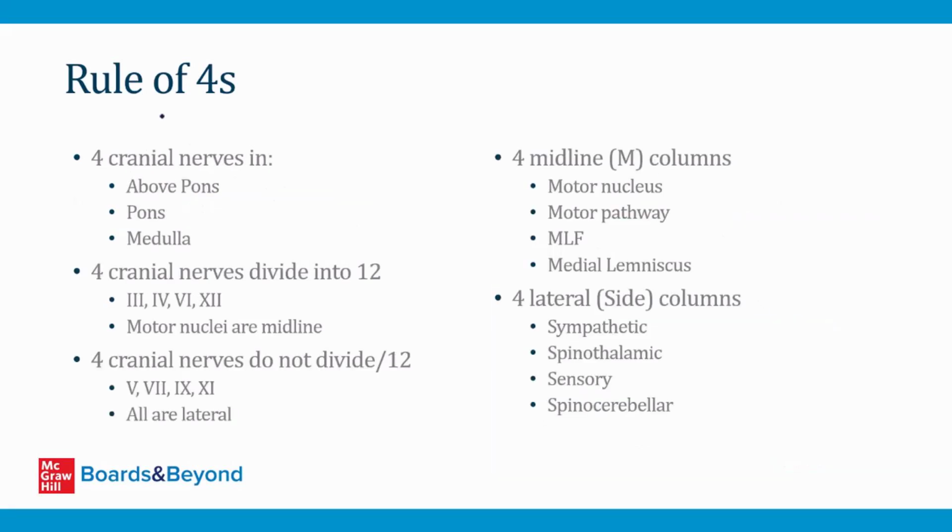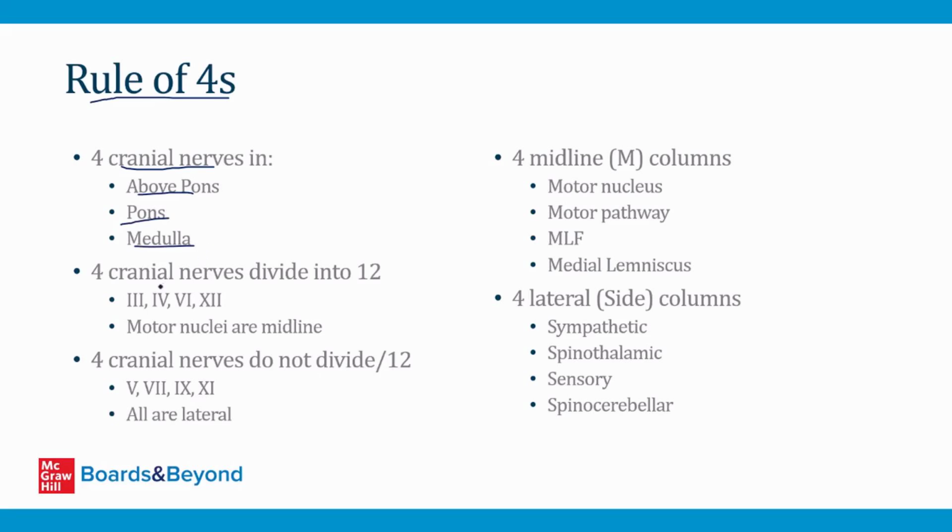Shown on this slide are the elements of the rule of fours, and let's go through them one at a time. According to the rule of fours, there are 4 cranial nerves in 3 locations: 4 above the pons, 4 in the pons, and 4 in the medulla. I'll talk about this in more detail in just a minute. On this slide, I'm just giving you the broad overview.